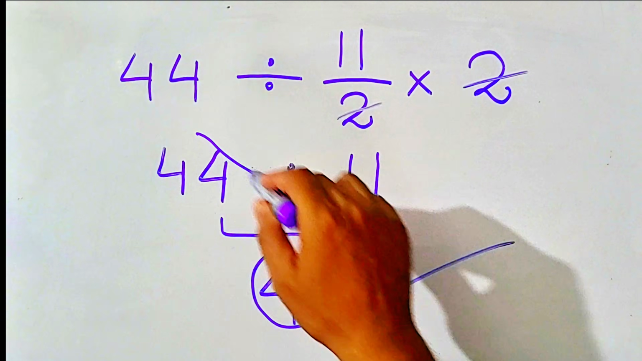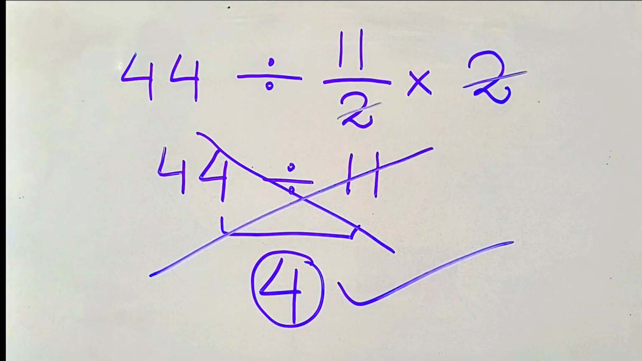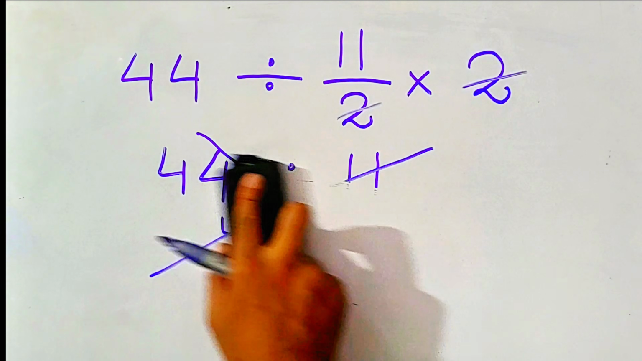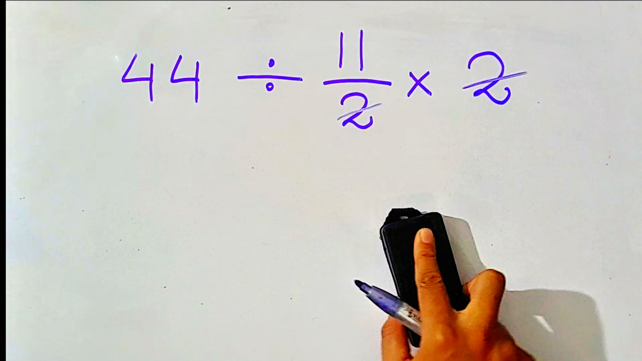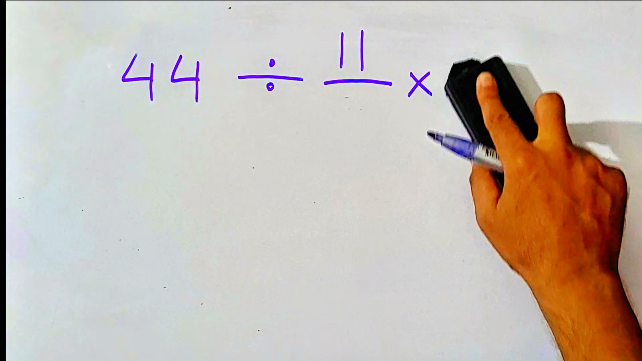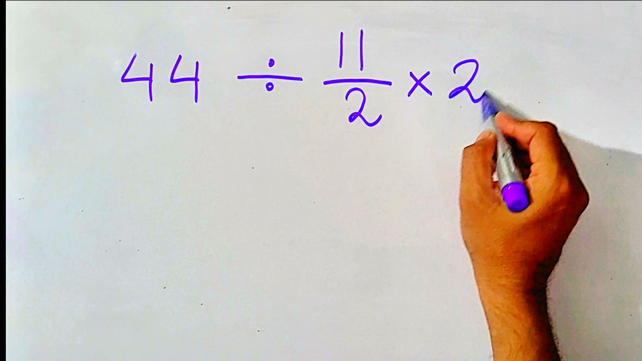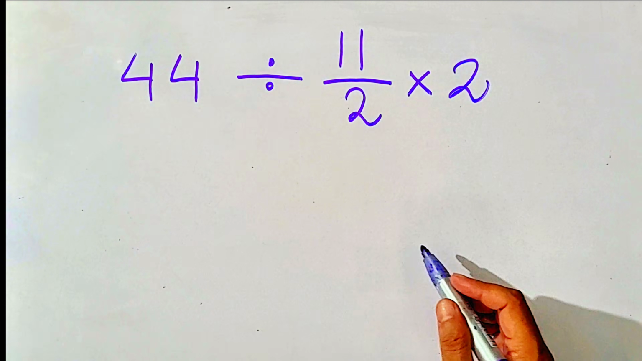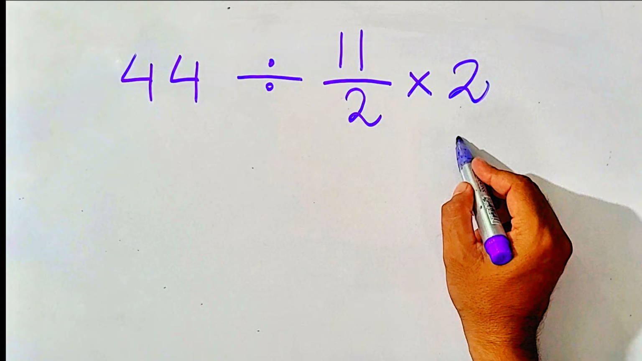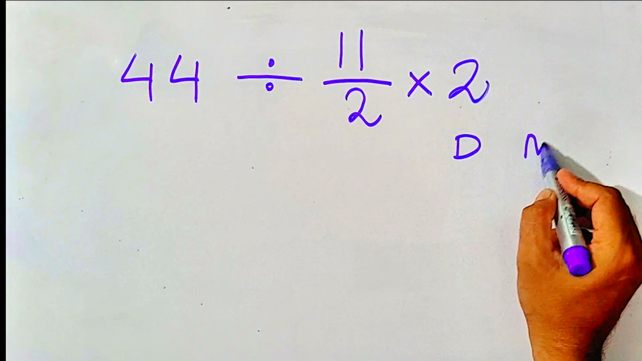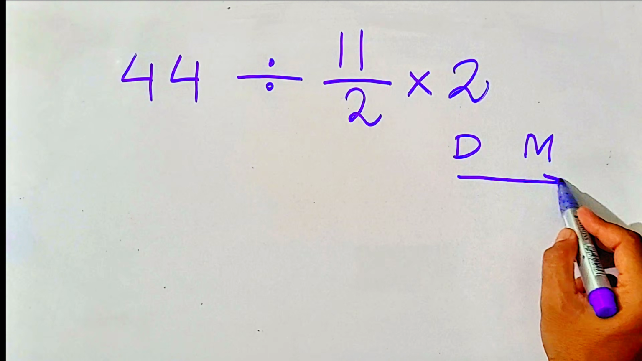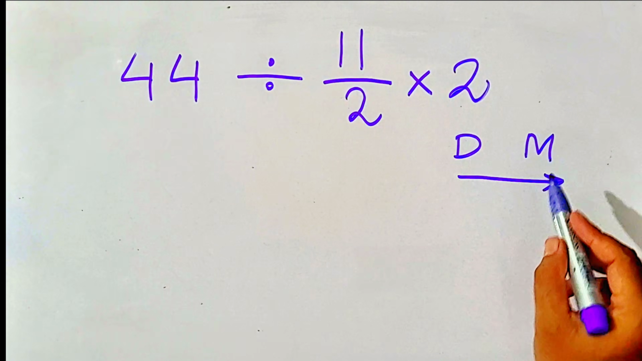But remember that the answer 4 is not correct. Math says that answer 4 is not correct. So if 4 is not correct, then what will be the correct answer? We have division and multiplication, so we have to move from left to right according to PEMDAS.